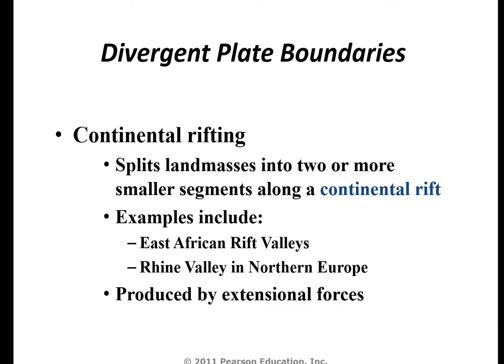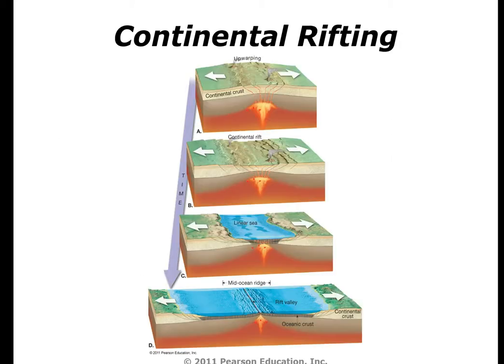Now we have rifts that occur in these continental margins. They split land masses into 2 or more smaller segments. So here we have continental rifting, where the 2 plates are moving apart from each other and can form a rift valley or a sea.